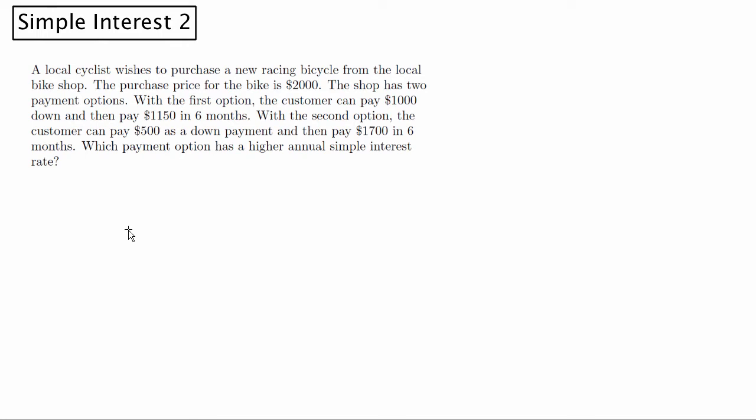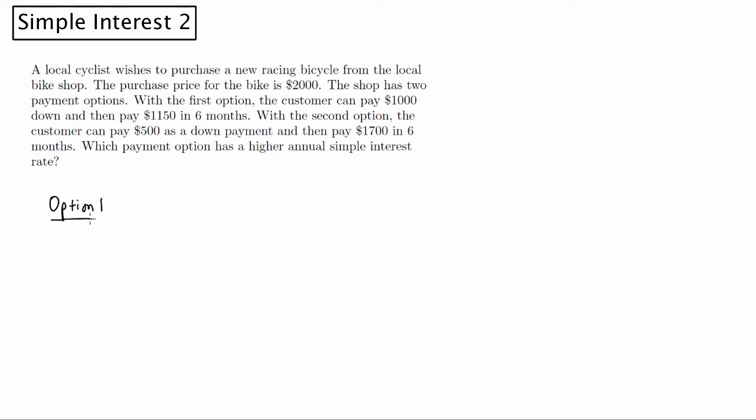The first thing that they'll let us do is if we pay $1,000 now, then 6 months from now we'll owe them $1,150. Or I can give a little bit less down. In other words, I can pay $500 as a down payment, but then I'll owe them $1,700 6 months from now. And what I want to know is which of those two options has a higher annual simple interest rate. So I want to start with the first option, so I'll just call it option 1.